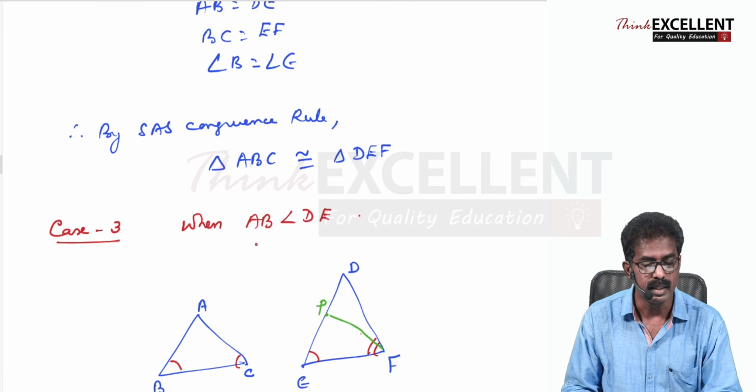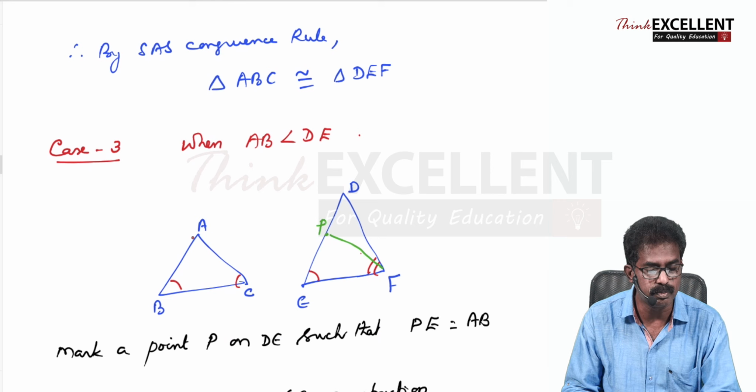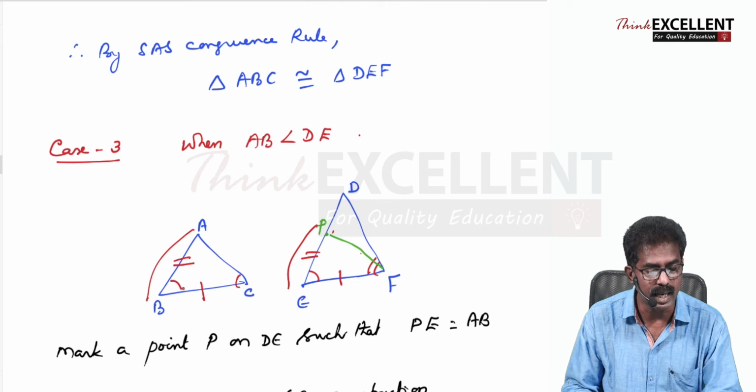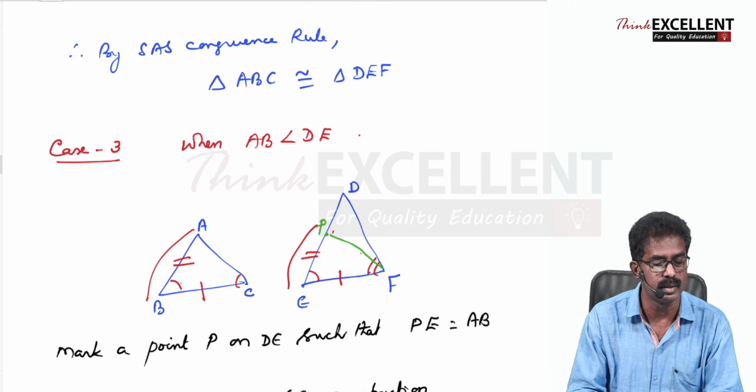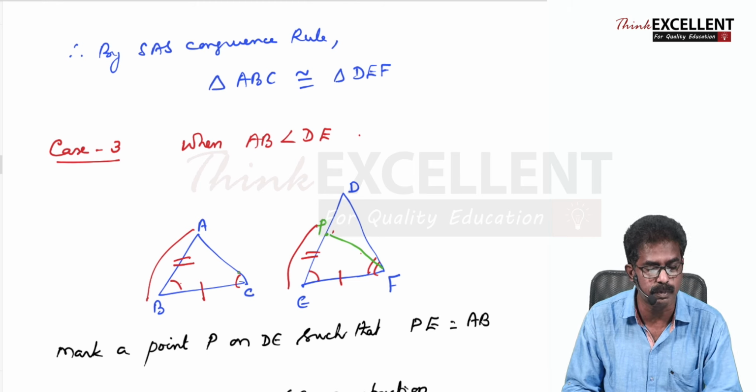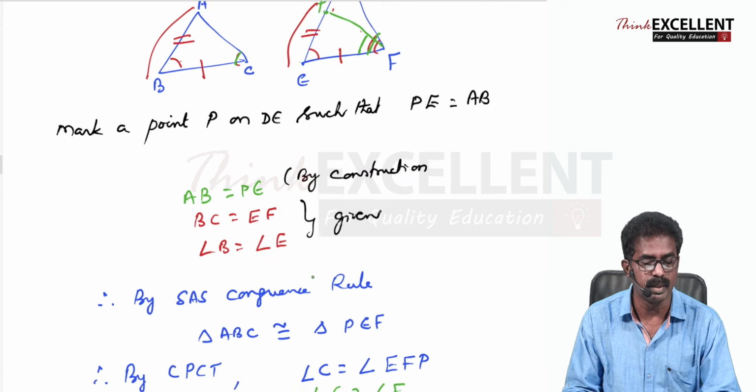And the third case, AB is smaller than DE. Then you measure this length, mark a point here. Now you know these two lengths are equal. Already these two are equal and this angle is equal. The two triangles are congruent. So the corresponding angles, this angle equal to this angle, only this one part. But already angle C is equal to this full angle. So these two angles are equal. Possible only when P coincides with D. So PE equal to DE. So from that you are getting the result.